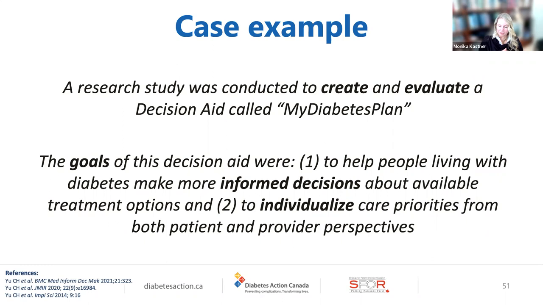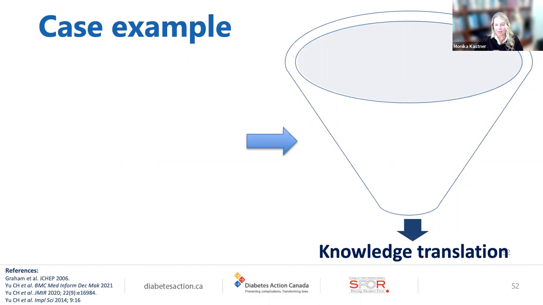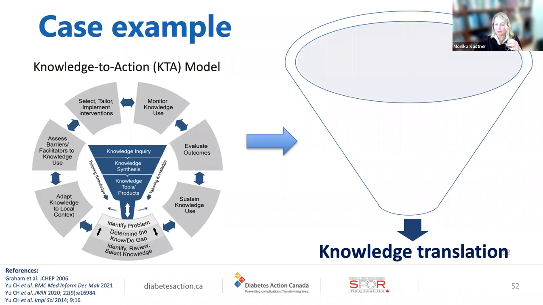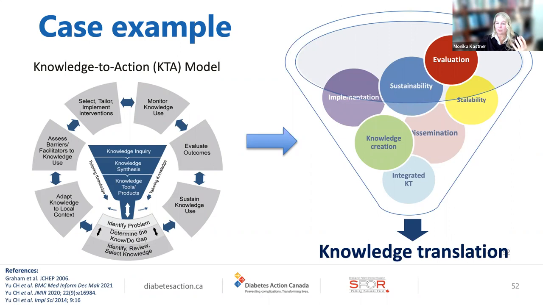If you recall, I talked about decision aids and shared decision making as one of our interactive strategies. So this is an example of that kind of strategy. Let's take that example. Before I dig into the details, I just wanted to acknowledge that this decision aid was developed using one of those knowledge translation frameworks that I mentioned earlier, the knowledge to action model, which also maps very nicely to these activities that I just described. I will describe it in terms of the different KT activities that I just highlighted to you.